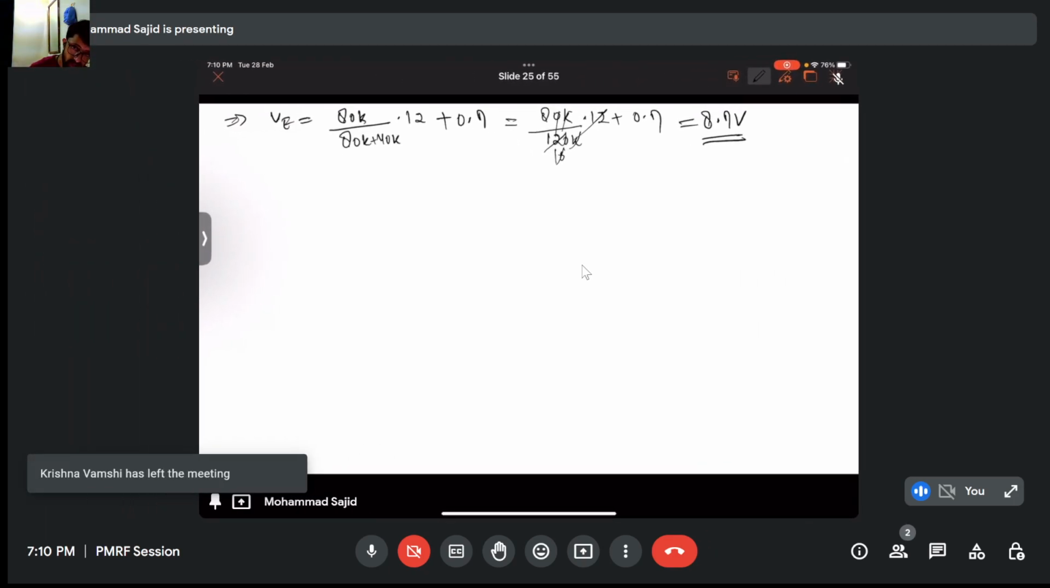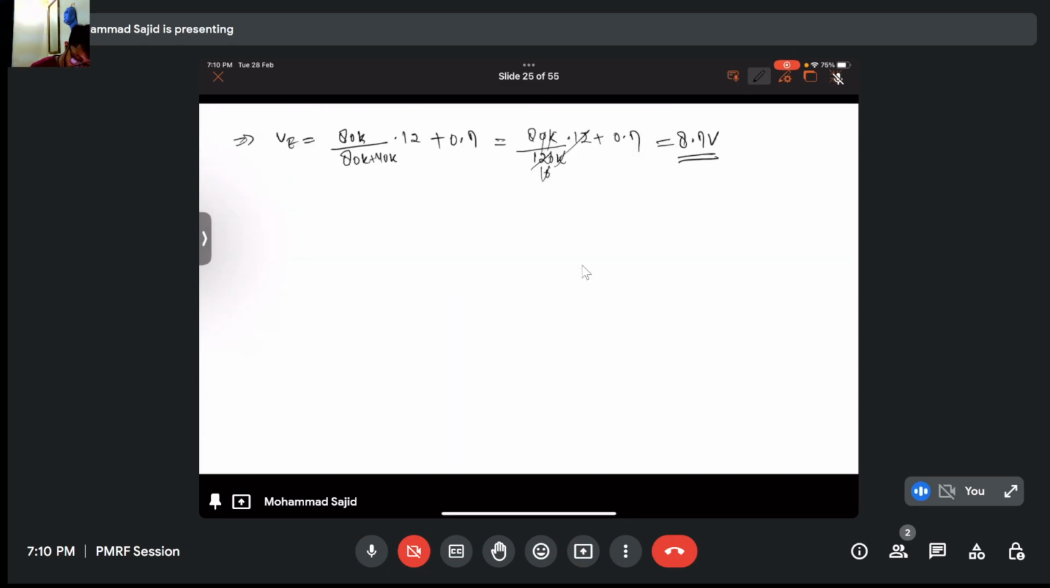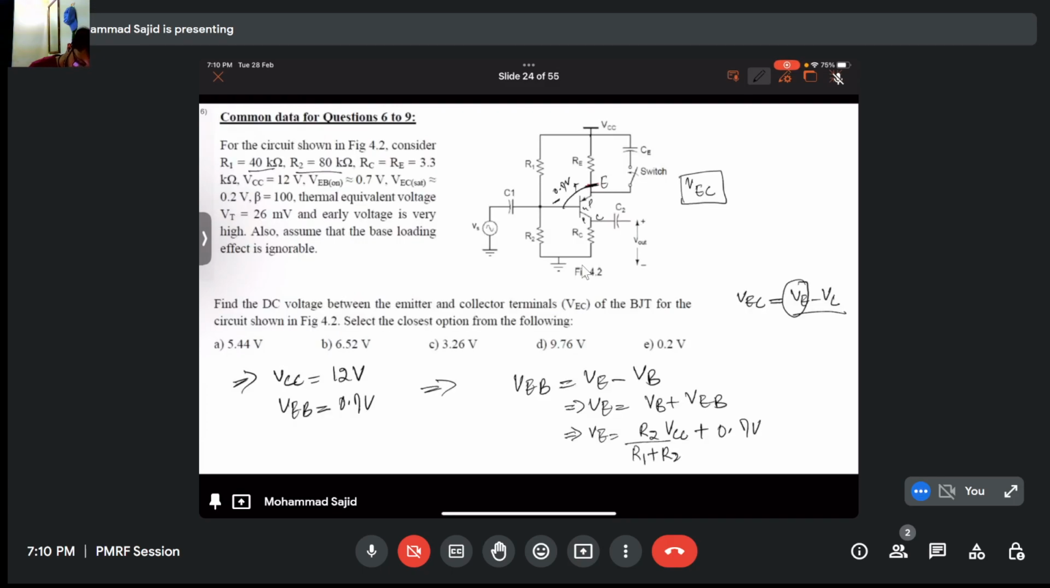Now what we can do, one second. Now we got VE. Okay, now we need to find VC. But using VE, what we can do? You have E here, VCC here, you have E here. Can you find the current flowing through this resistor? And what will be that current? IE, right? Here it is IC.